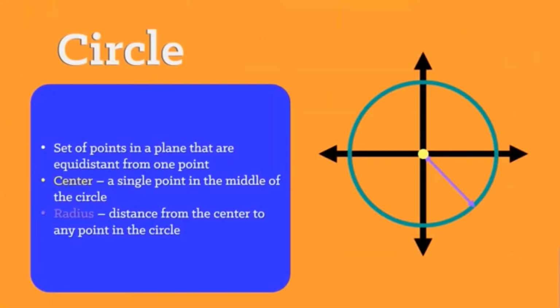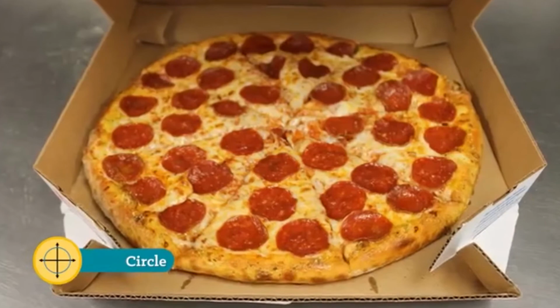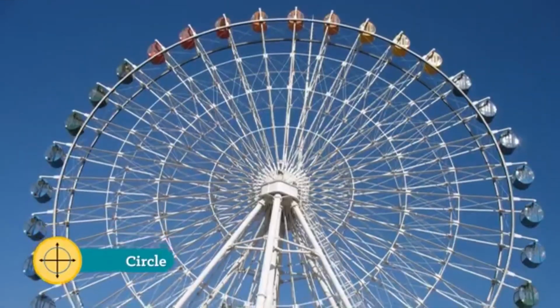First, we've got the circle. It is a set of points in a plane that are equidistant from one point. It contains a center and a radius. Examples include clocks, pizza, and Ferris wheel.